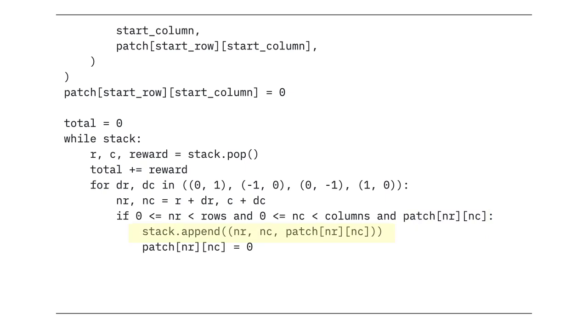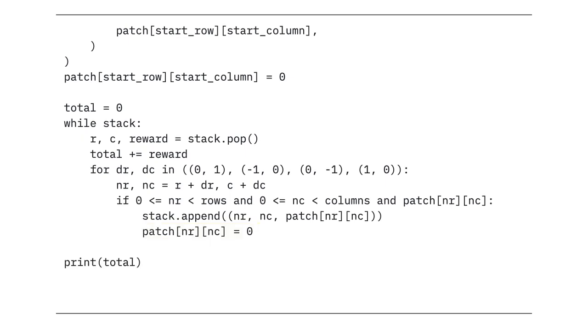If all the conditions are met, we can go ahead and push the tuple with the neighbor's row, column, and value to the stack. And of course, we mustn't forget to set the value in the neighbor's patch to 0 so that the pumpkin won't be added to the stack again at a later point. And that's pretty much it. When the stack is empty, we simply output the value of the money we have collected.